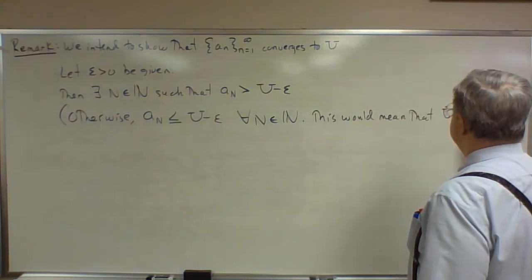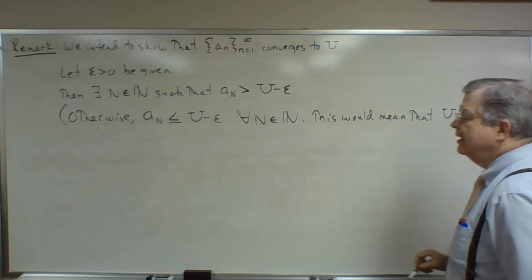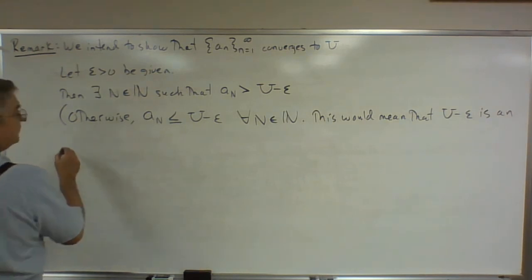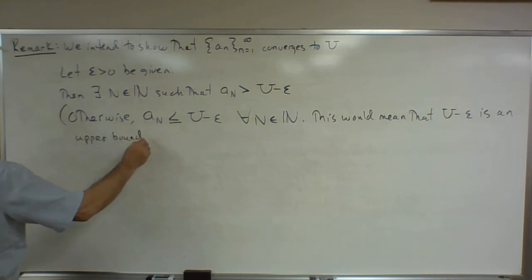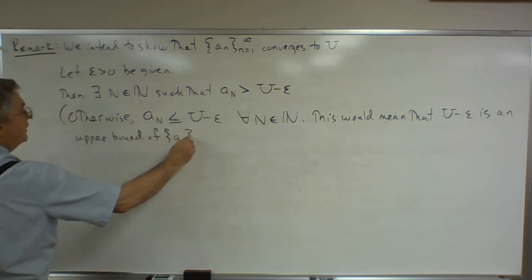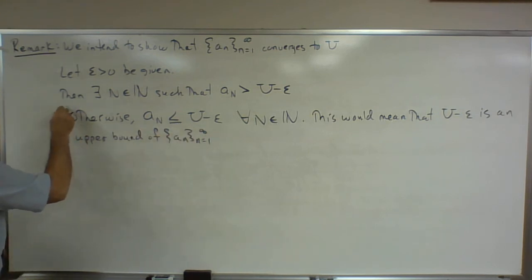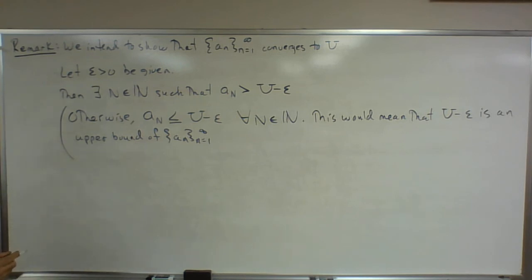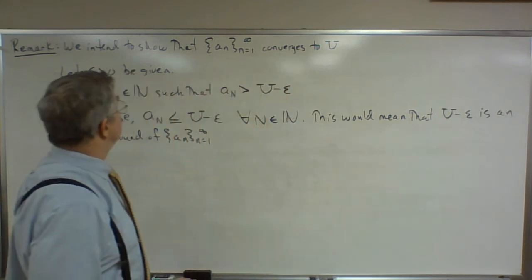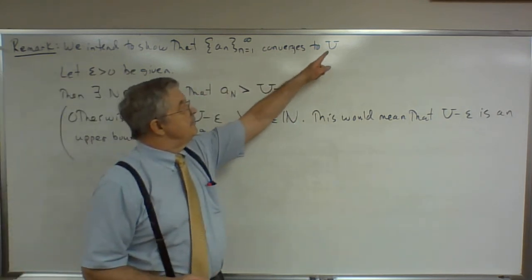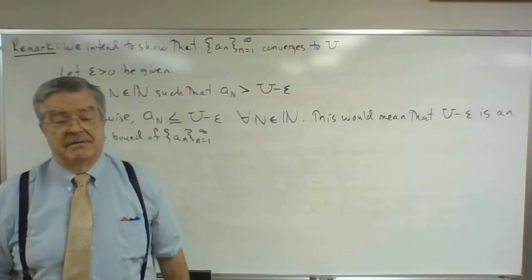First of all, it means that U minus epsilon is an upper bound of our sequence. But you know, it means something more than that. Because this number, U minus epsilon, is less than U, and U is supposed to be our least upper bound. Ooh.